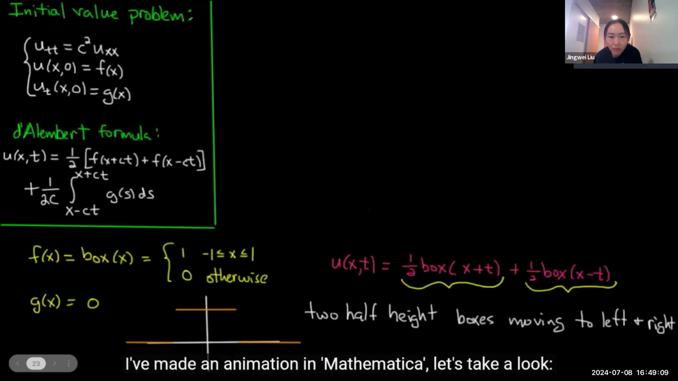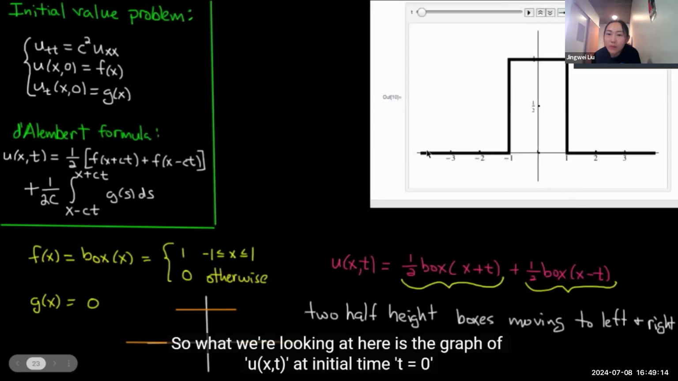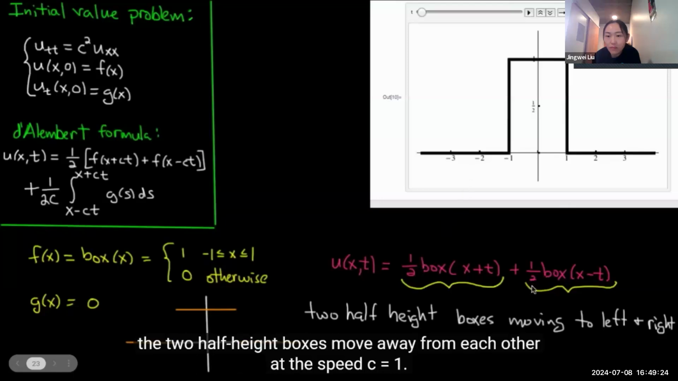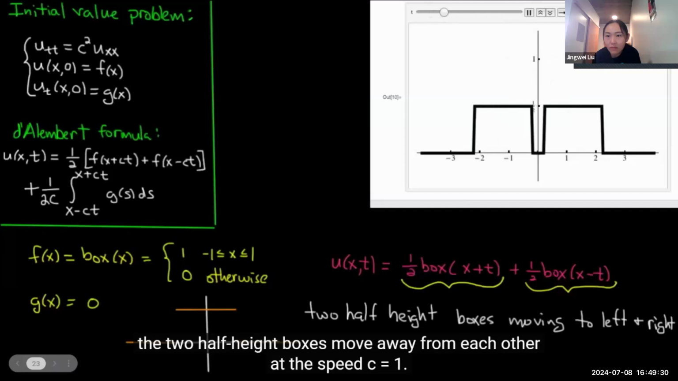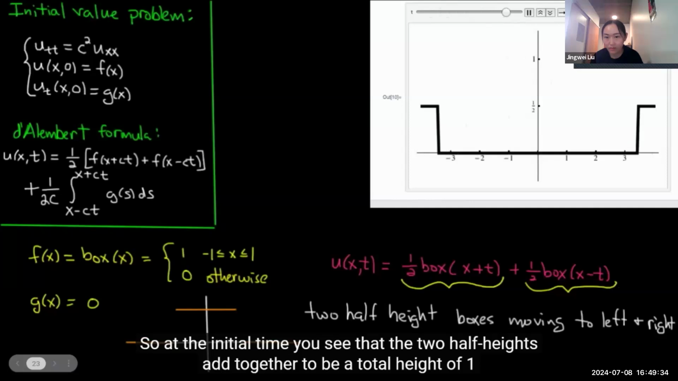All right, I made an animation in Mathematica. Let's take a look. So what we're looking at here is the graph of u at the initial time, t equals 0, which is the same as the picture that I drew down here. And as I play the animation, you'll see the two half-height boxes move away from each other at the speed c equals 1. So at the initial time, you see that the two half-heights add together to be a total height of 1.